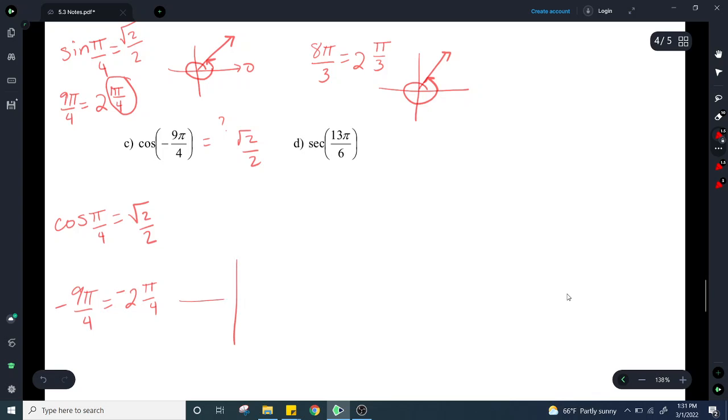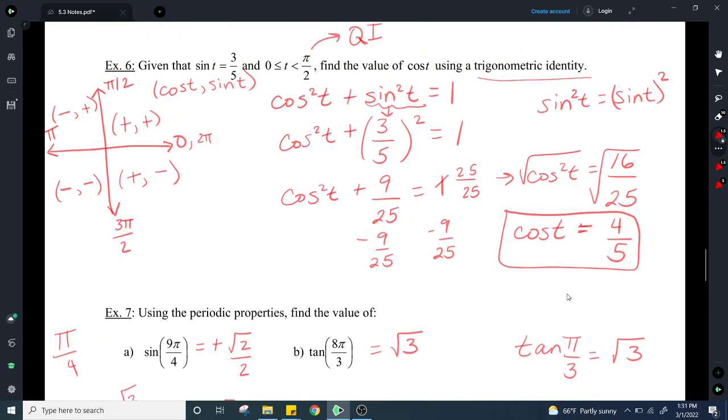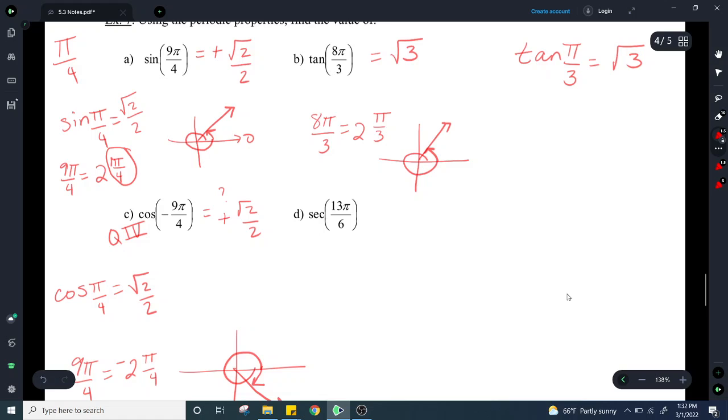So if I graph this, remember we rotate clockwise when the angle is negative. So one trip around the circle is 2 pi. We want to go another quarter of a pi. So that puts me right there into quadrant 4. So this is in quadrant 4. And what do we know about cosine values in quadrant 4? All right, so right here, quadrant 4, cosine is your x, so cosine is positive. So this is still positive. I was thinking we might get a negative one here, but there we go. So cosine is going to be positive because we end up in quadrant 4.